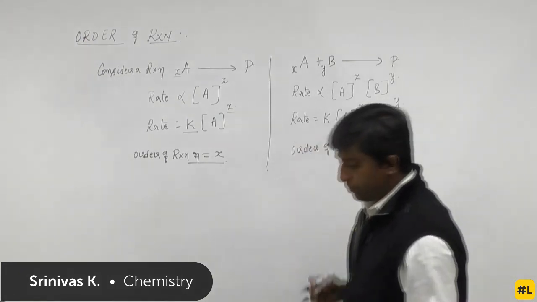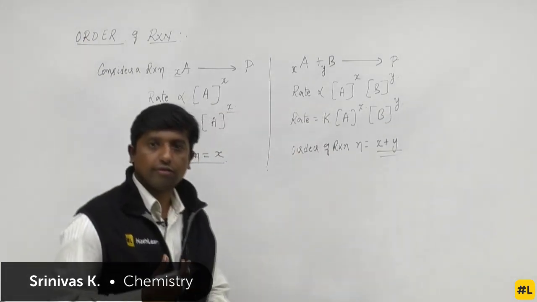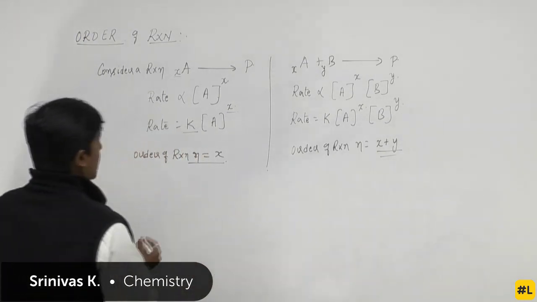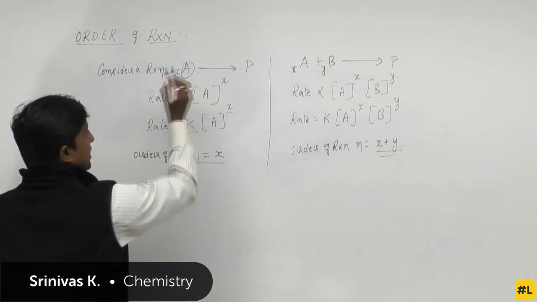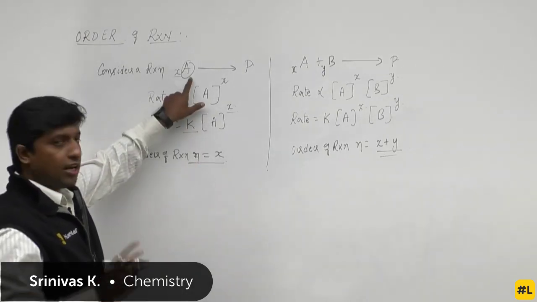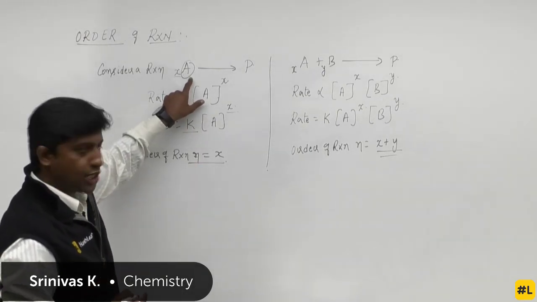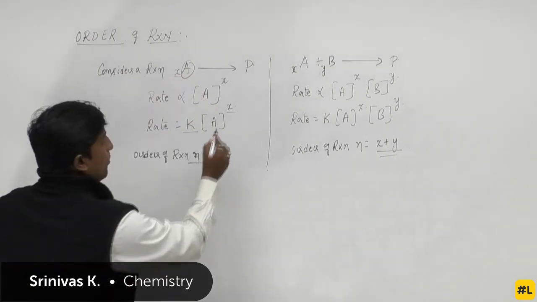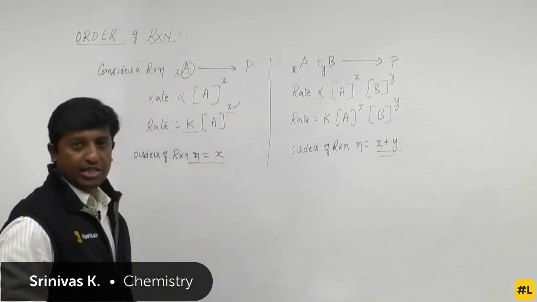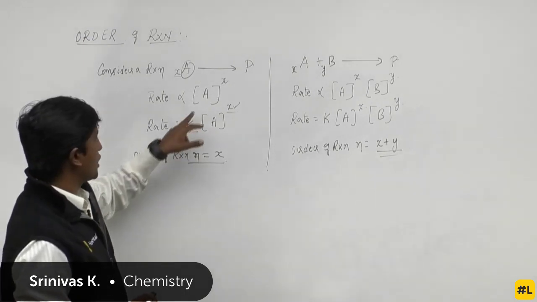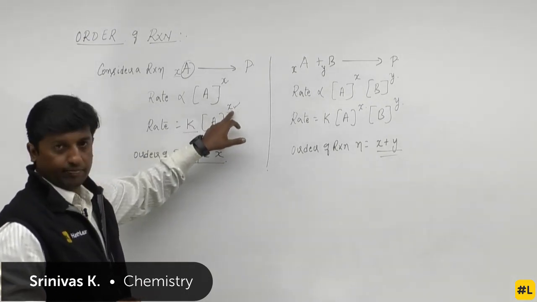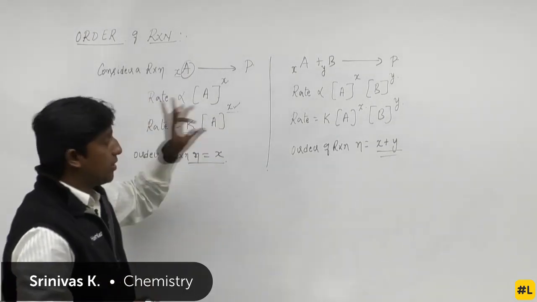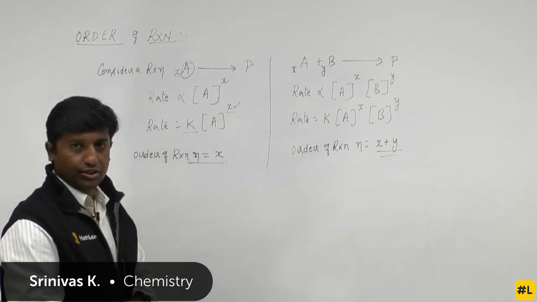So with the help of these two equations, now let us define what order of reaction is. Order of reaction with respect to a particular reactant A, where only one reactant molecule is involved in the equation, is the power to which the concentration term is raised. So the concentration term is raised to the power X. Order of reaction with respect to a particular reactant is the power to which the concentration term is raised.